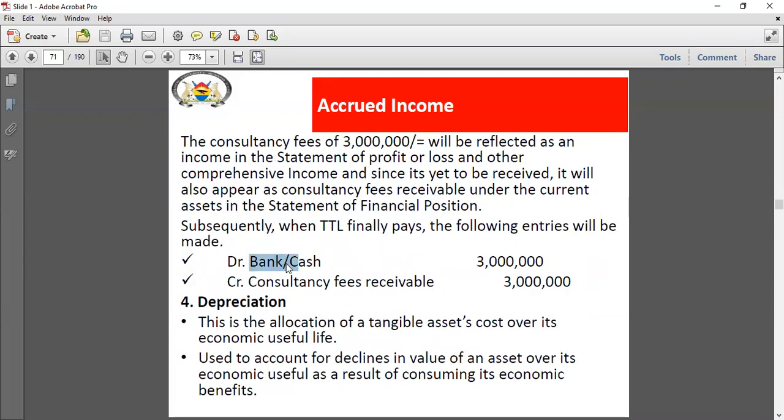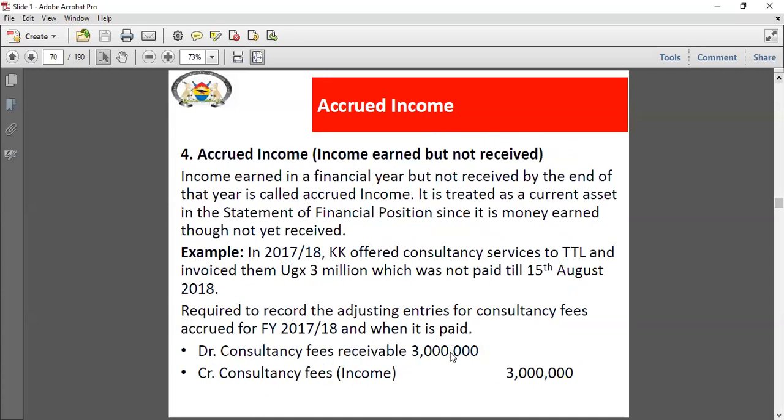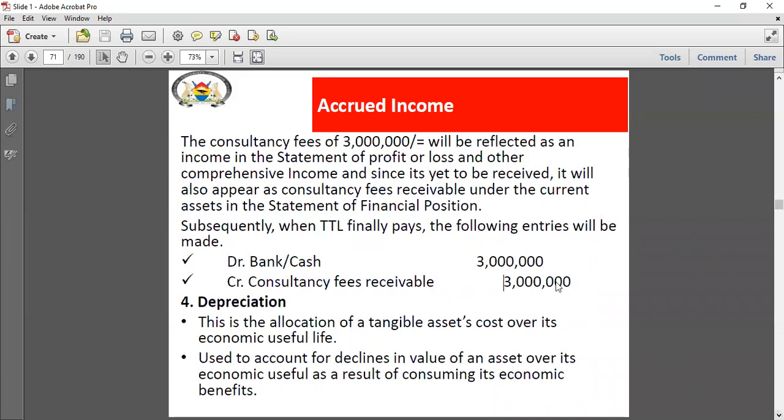We shall debit our bank or cash and then credit the consultancy fees receivable. The reason why we credit this 3 million here is because already there is a debit of 3 million in our receivable. So if somebody has paid, we have to go away with this receivable. So we just have to counter post something on the credit side, which is the 3 million. Are we together? Yeah. So that is what we will basically do when it comes to accrued income.